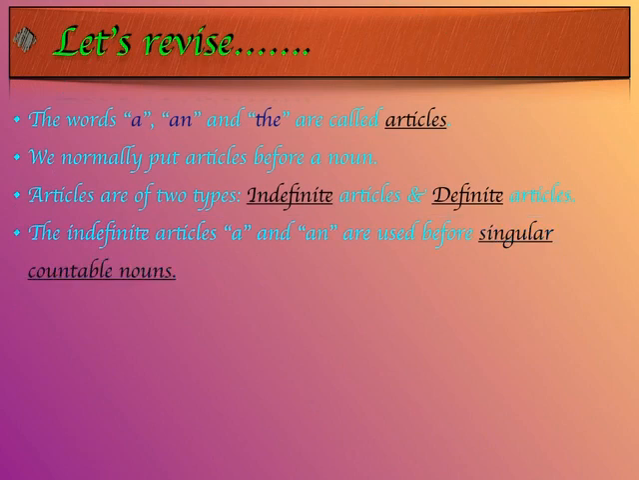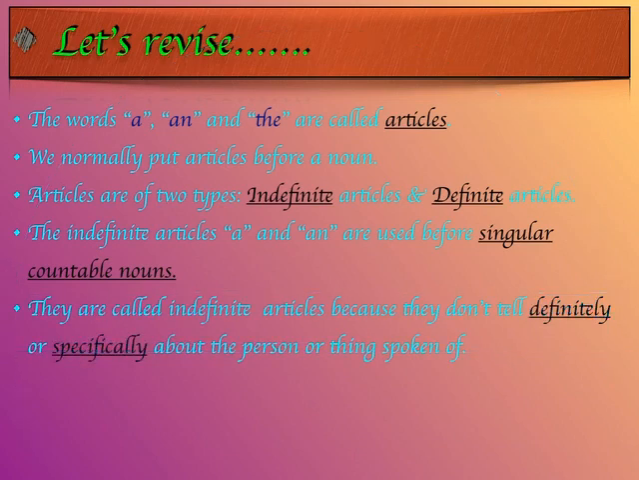The indefinite articles a and an are used before singular countable nouns. So we have learnt that indefinite articles a and an are only used for singular countable nouns. They are called indefinite articles because they don't tell definitely or specifically about the person or the thing spoken of. It means that the articles a and an are called indefinite because they give only general information. They don't give any specific or definite information about the person or the thing spoken of.